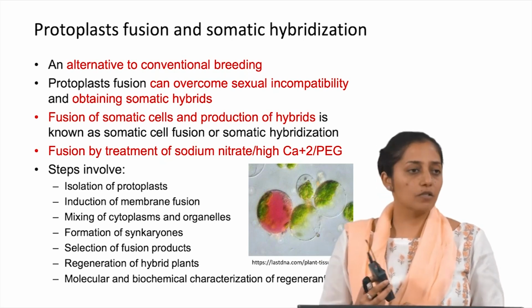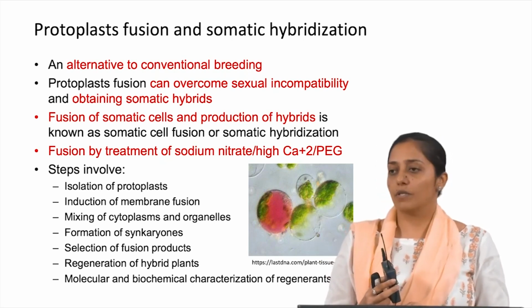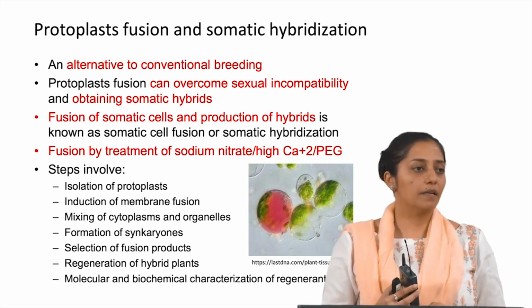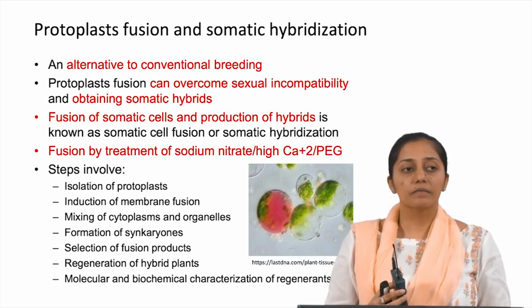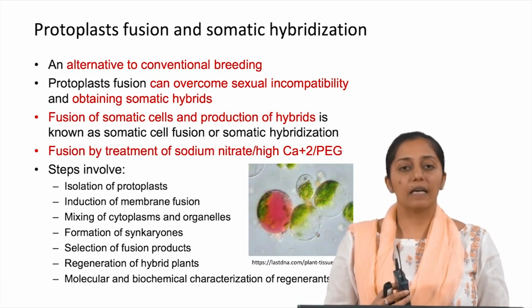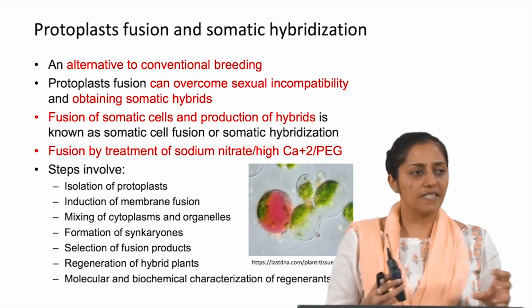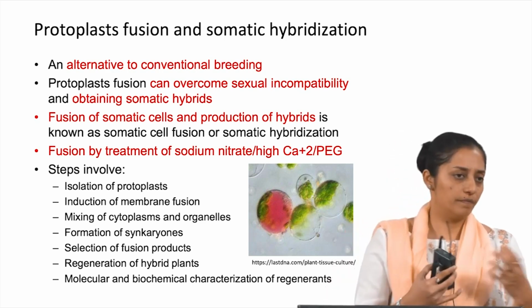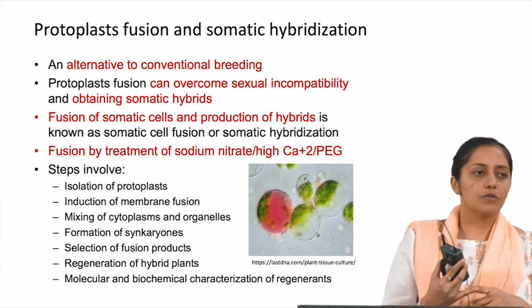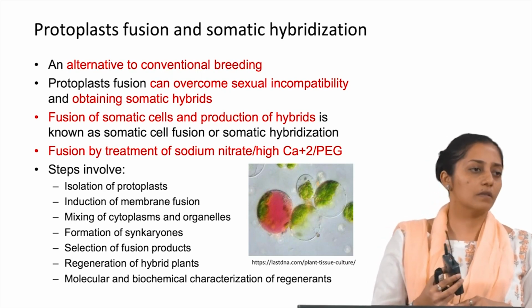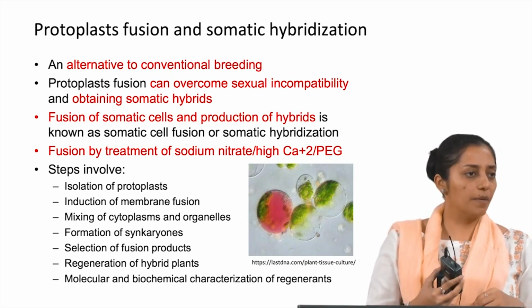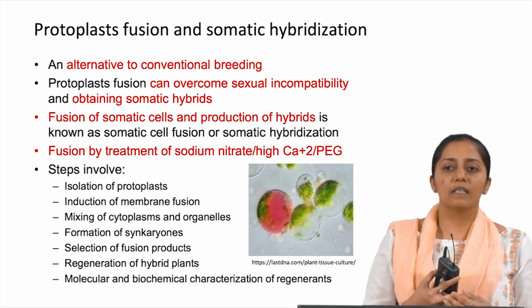Now, fusion by treatment of somatic cells, so what all is needed? You need sodium ions, so it is treated with sodium nitrate, maybe calcium chloride, then PEG, polyethylene glycol. It facilitates fusion, as you need to bring the cells together, so you treat them with cations like sodium ions or calcium ions and polyethylene glycol.